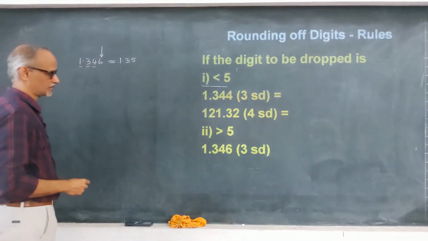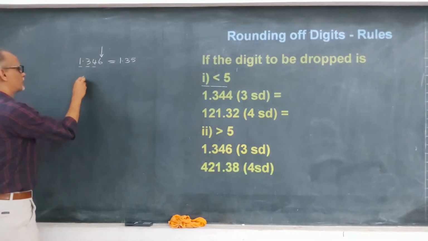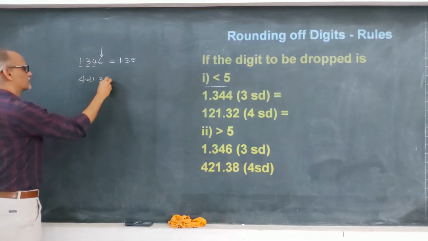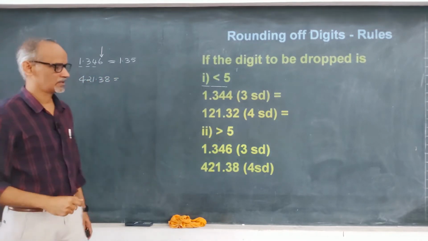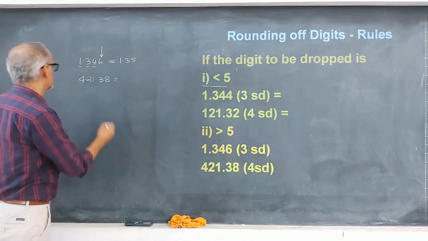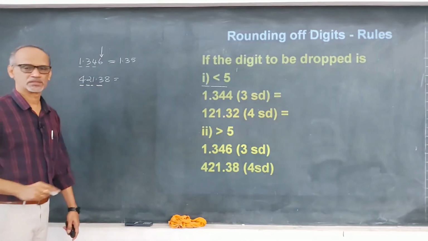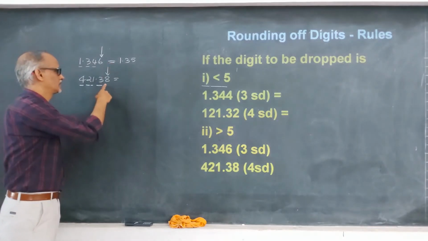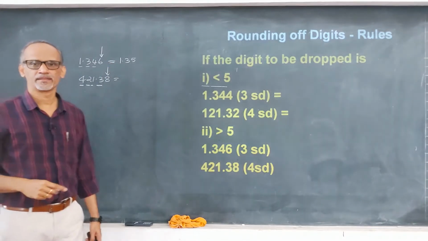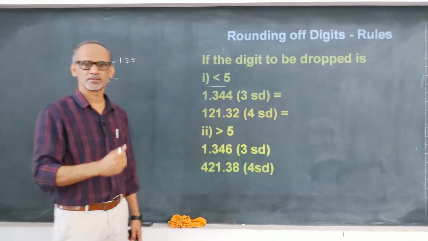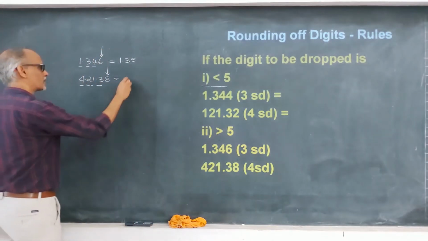So, one more illustration for that. It's 421.38. How many significant digits? 4 significant digits. So, let's retain 1, 2, 3, 4 significant digits. This is the digit to be dropped. Check that it's more than 5. The rule: increase the previous digit by 1, okay, that's the rule.